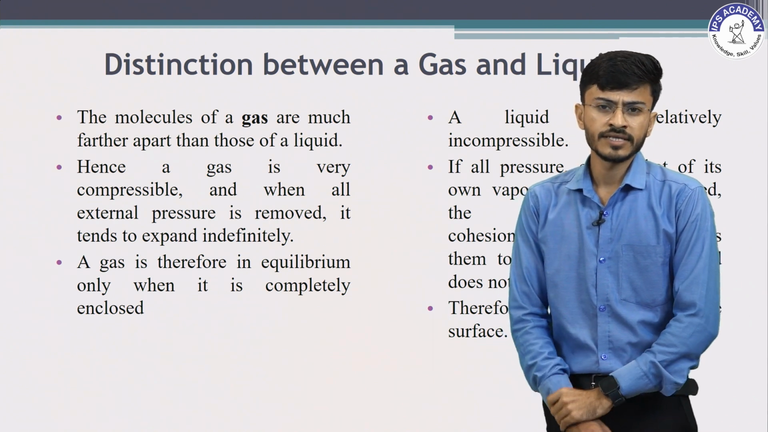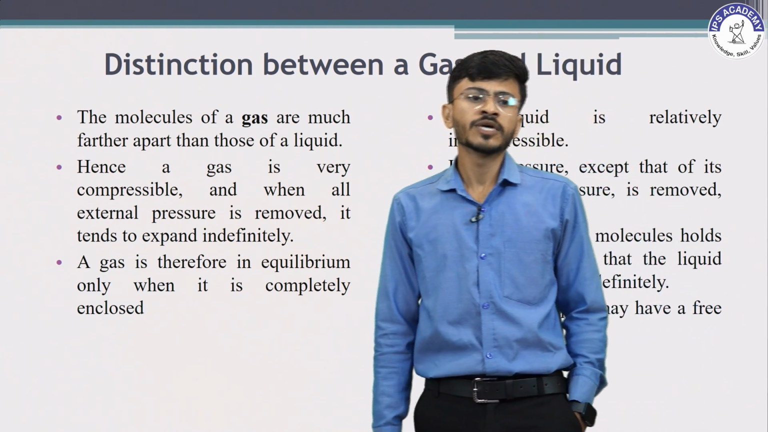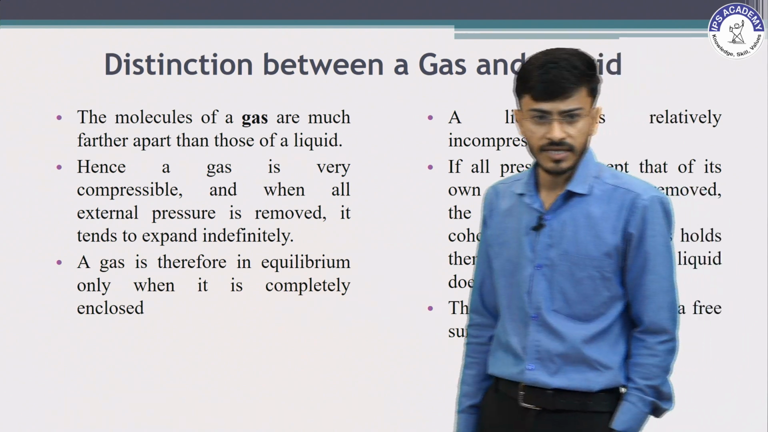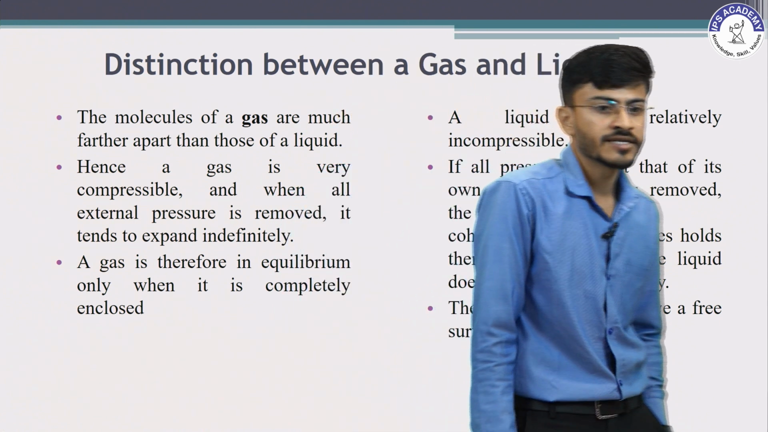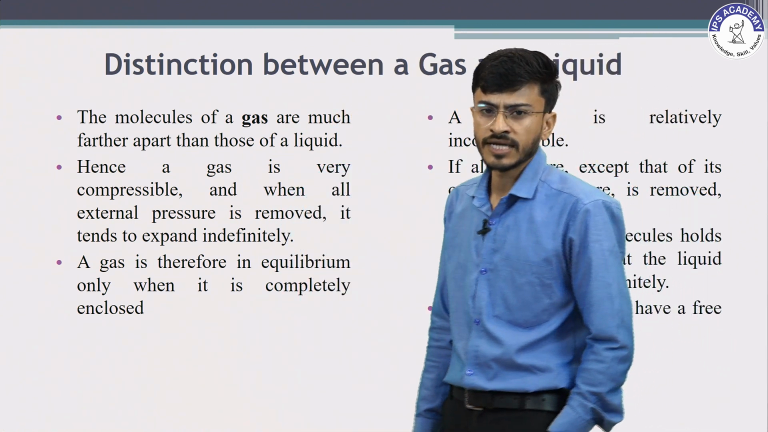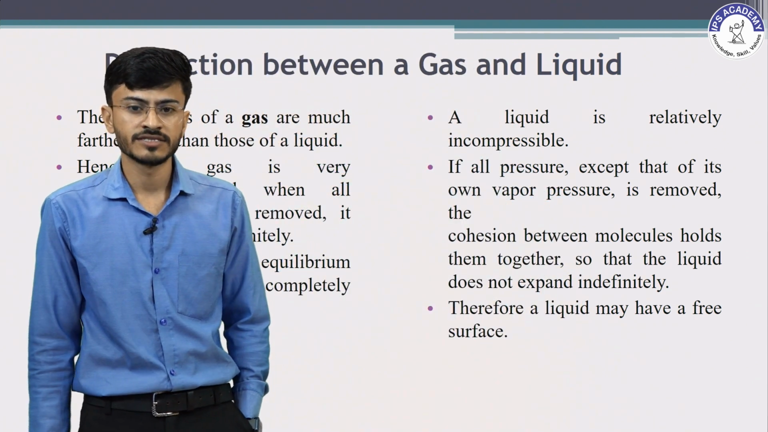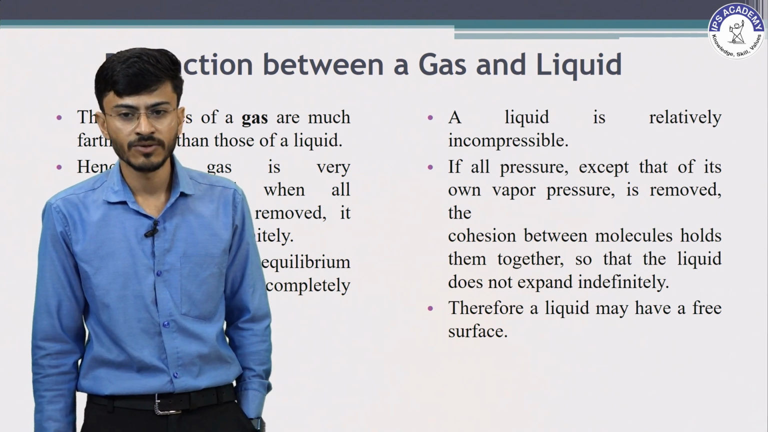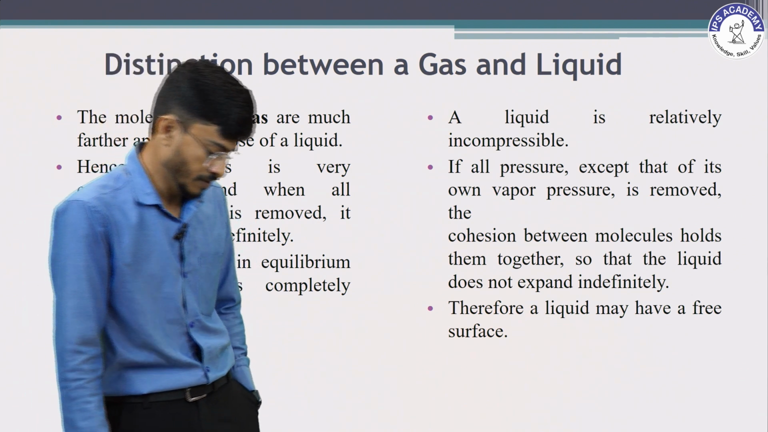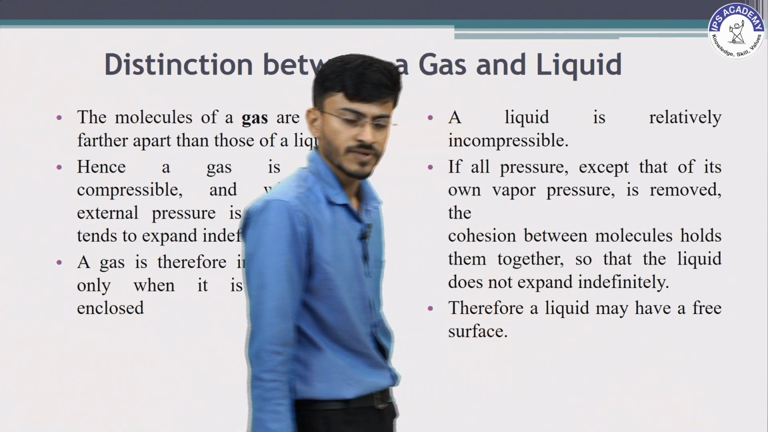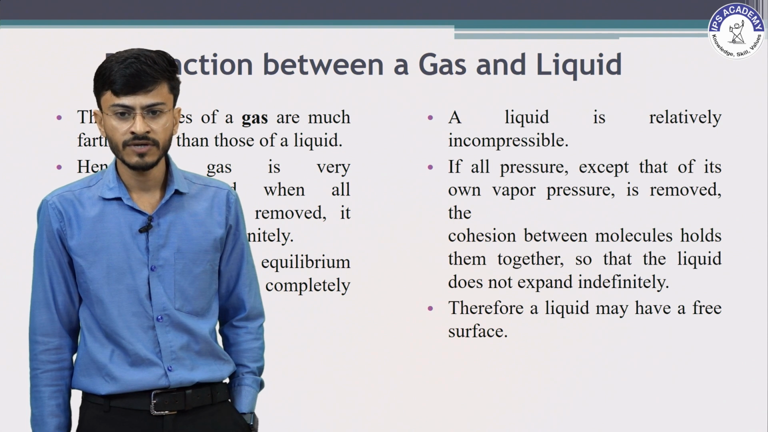Now, if we see the difference between gas and liquid, the molecules of gases are much farther apart than those of the liquid. Hence, a gas is very compressible, and when all external pressure is removed, it tends to expand indefinitely, whereas a liquid is relatively incompressible. If all pressure except that of its own vapor pressure is removed, the cohesion between the molecules holds them together, so the liquid does not expand indefinitely. It will expand to some extent, but after that it will stop and it will not expand indefinitely. Therefore, a liquid may have a free surface.